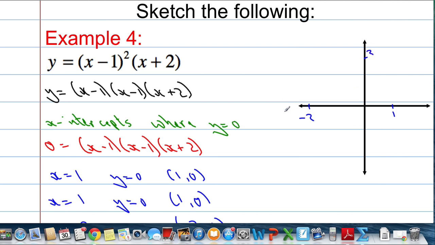Okie doke. Now I need to sketch this graph. It's going to have a positive x cubed, which means that as x gets bigger and bigger, y also gets bigger and bigger. And if x gets smaller and smaller, y will also get smaller and smaller. So it's going in this direction, and it's come from this direction.